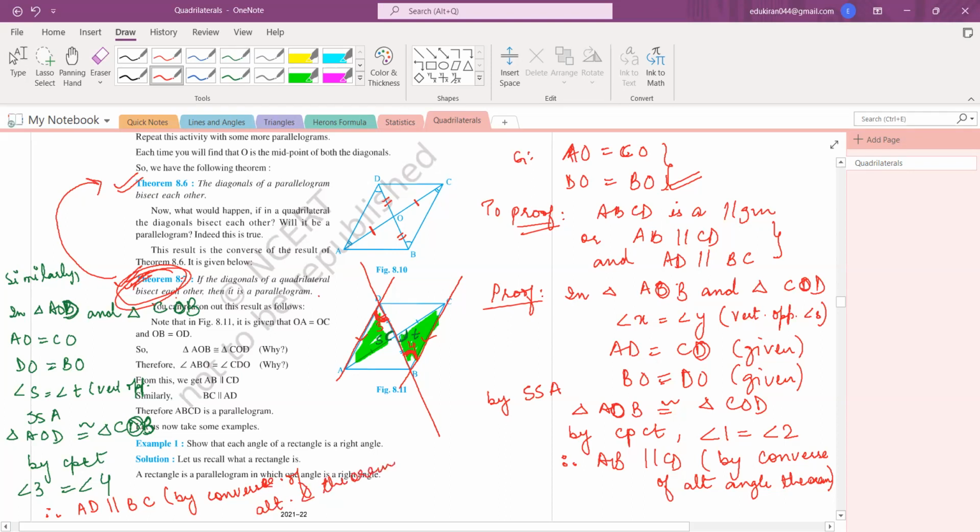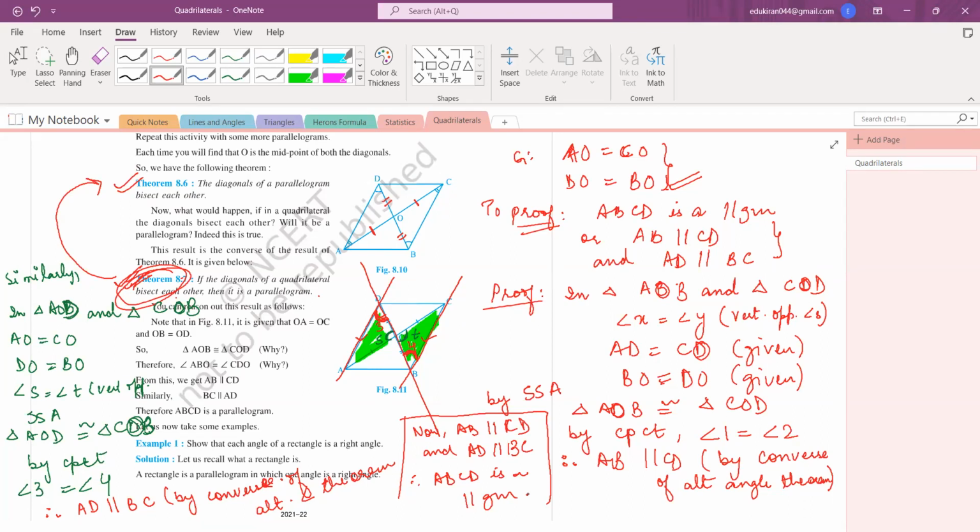Okay. Now at last, you have shown AB is parallel to CD and AD is parallel to BC. We have shown, therefore ABCD is a parallelogram. Fine. So this time it was given that the diagonals bisect each other and we have proved that it is a parallelogram.